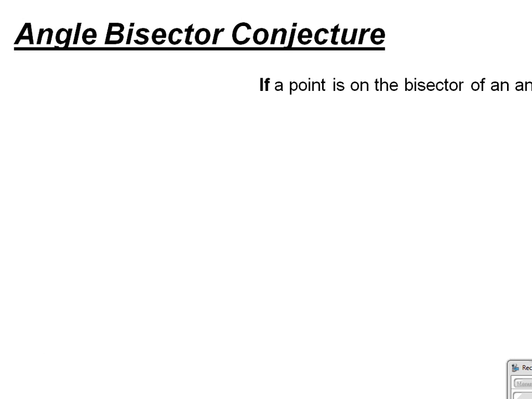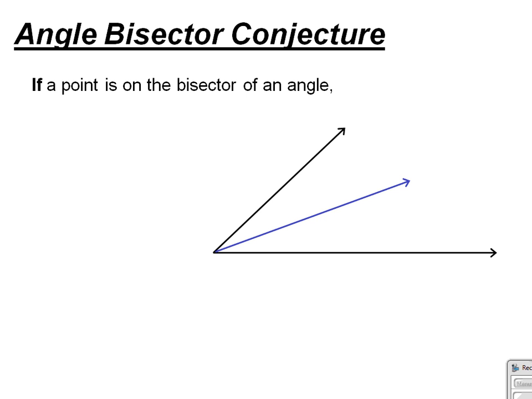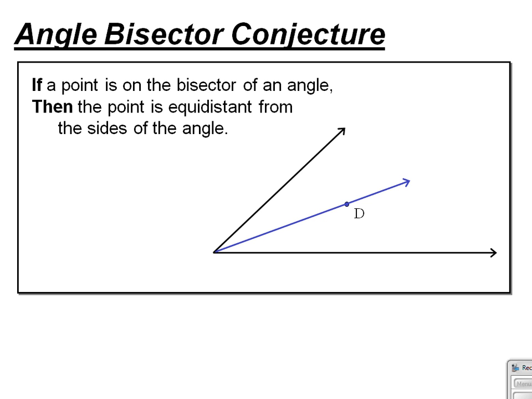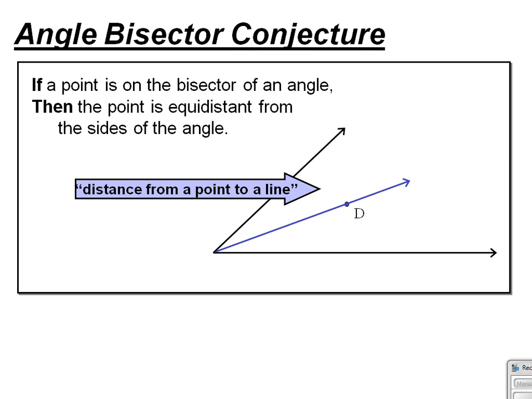Now, there's also a conjecture associated with the angle bisector. If a point is on the bisector of the angle, say for example, point D there, then the point is equidistant from the sides of the angle. Now we have to do a little recollection of what the distance is from a point to a line. Recall from the previous lesson that the shortest distance from a point to a line is along the perpendicular.